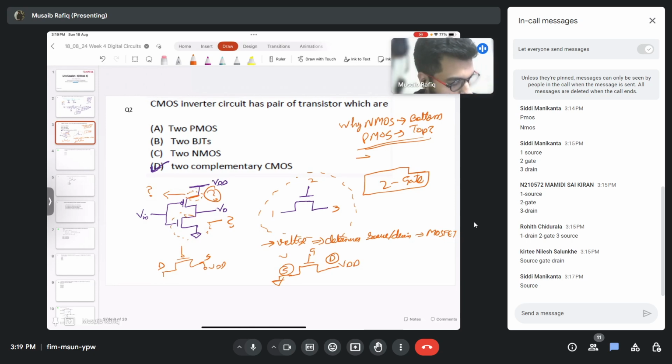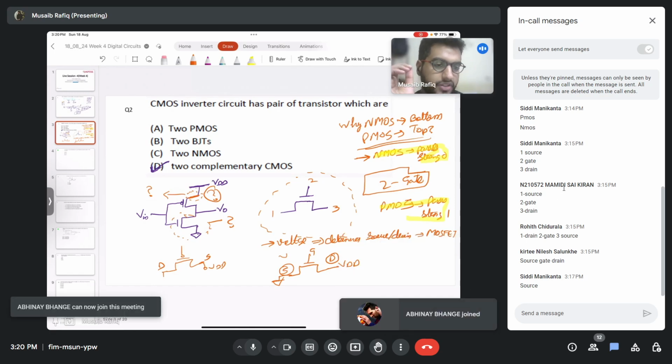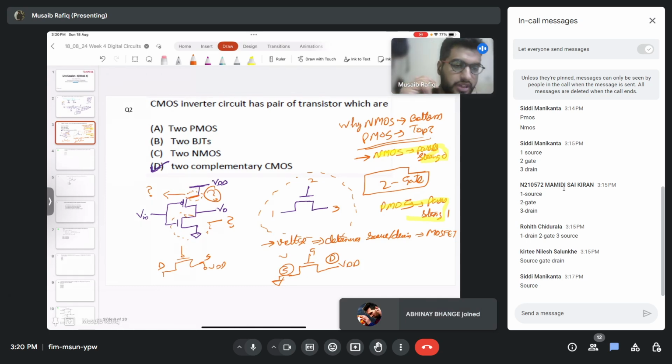So the answer is I want you guys to look into it. I won't go into the details here. I'll just give you some keywords: NMOS passes strong 0 and PMOS passes strong 1. This is your key. Do search about it and you will get your answers. NMOS passes strong 0, PMOS passes strong 1. This is your hint. I want you guys to look into why PMOS is at the top and NMOS is at the bottom.